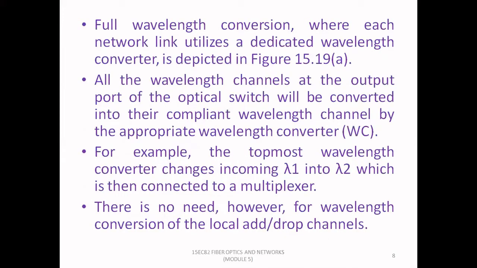Full wavelength conversion, where each network link utilizes a dedicated wavelength converter, is depicted in figure 15.19a. All the wavelength channels at the output port of the optical switch will be converted into their compliant wavelength channel by the appropriate wavelength converter, WC. For example, the topmost wavelength converter changes incoming lambda 1 into lambda 2, which is then connected to a multiplexer. There is no need, however, for wavelength conversion of the local add or drop channels.